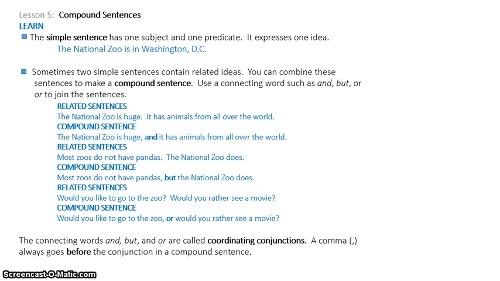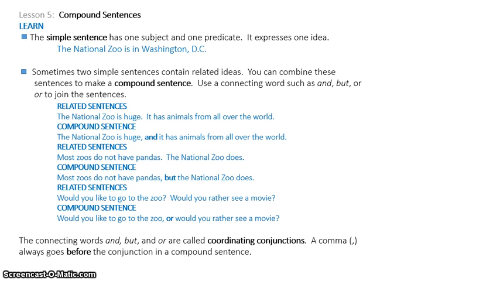This is where a lot of people forget. They forget that comma. If there are 2 related sentences and you're going to combine them by using a coordinating conjunction, the and, the but, or the or, then you have to put a comma before those little words. Okay, that's what makes a compound sentence.